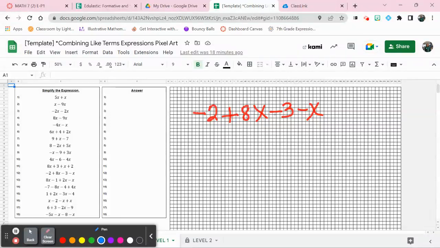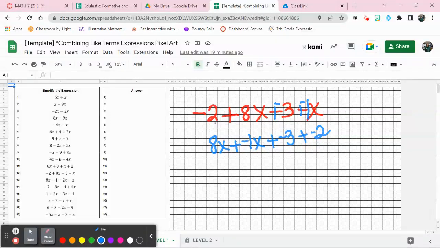There's my first subtraction. Add the opposite, change. There's another subtraction. Add the opposite and put that 1 in front. Now I'm going to put my x's with my x's. 8x plus negative 1x. Now my numbers, my constants, I'm done with those. We've got plus negative 3 plus negative 2, because a minus and a negative are the same thing.